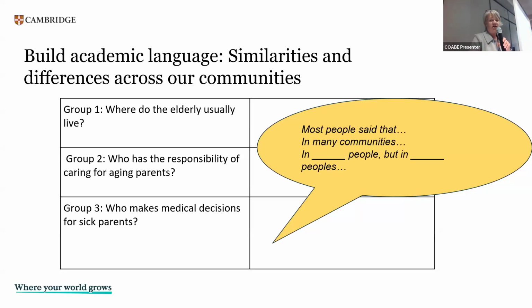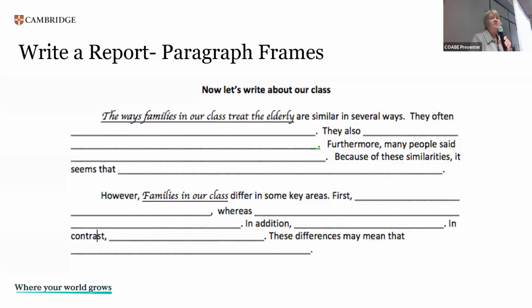So now they've collected all their information and will then use that to write. And then they can use a paragraph frame. So, the ways families in our class treat the elderly are similar in several ways. They often live with their children, for example. But this will be very grounded in whatever the class said or felt or explained to one another, okay? All right.